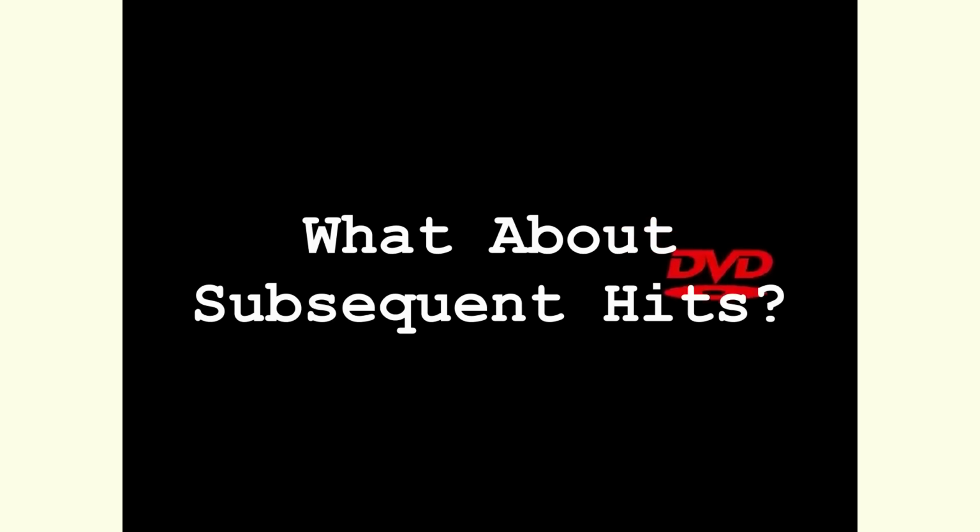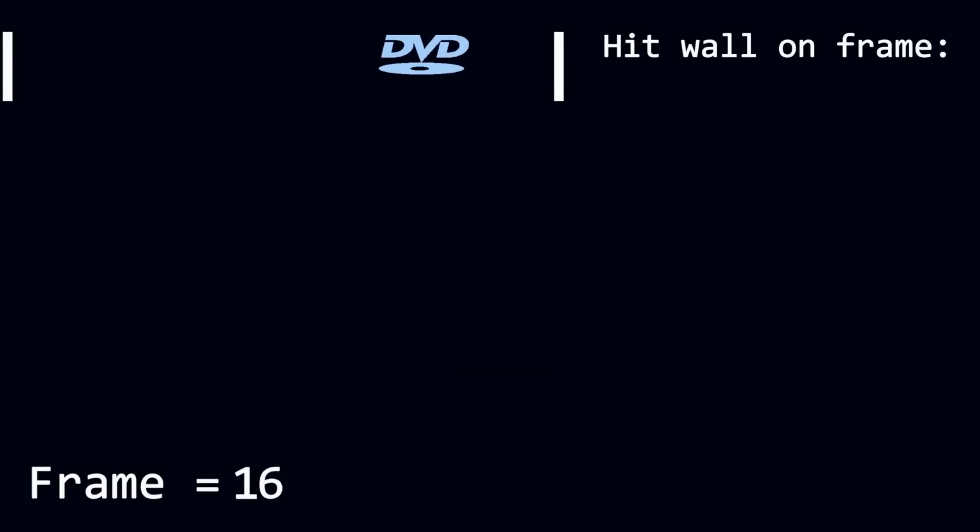If we ran our simulation in reverse, then we would hit a corner on frame 43,450. So this leads us to another question. What about subsequent hits? After we hit a corner, when will we hit one again? If we can answer this question, we'll know the first positive number that meets these criteria. And actually, it turns out we've answered this question already.